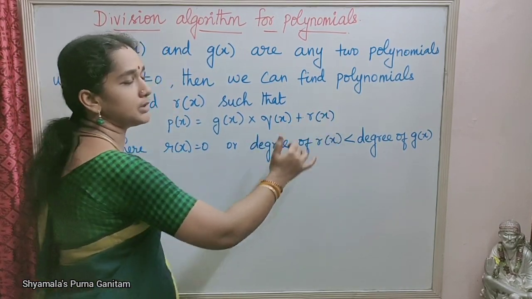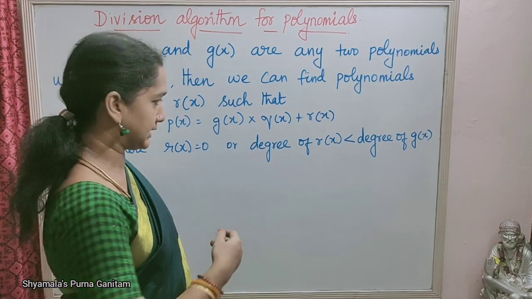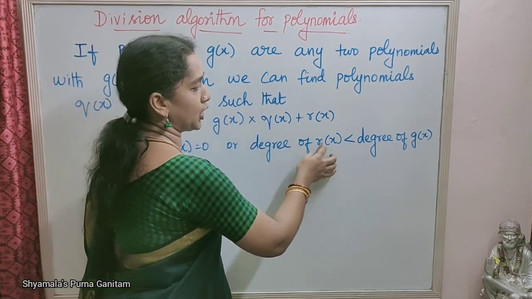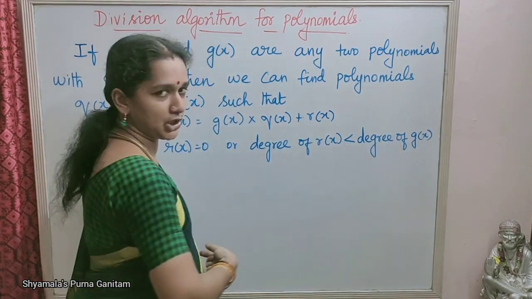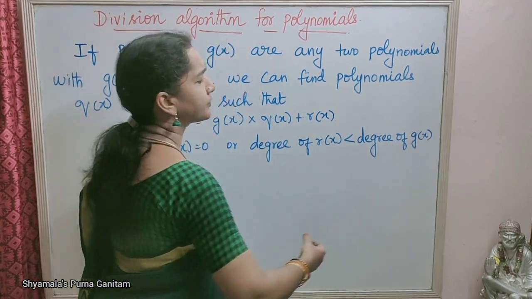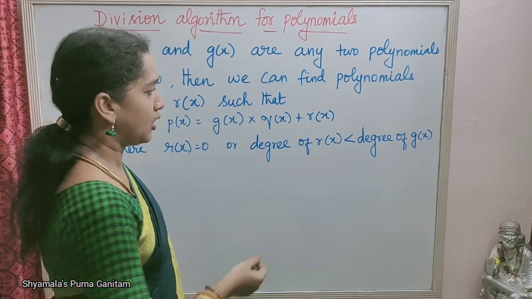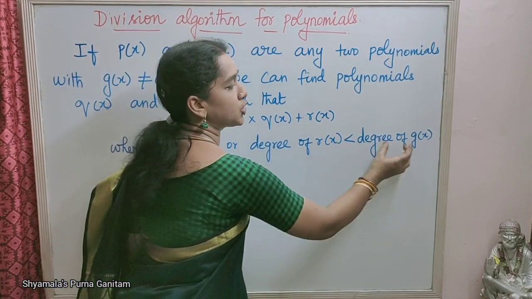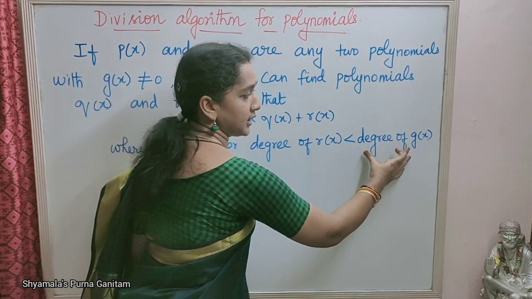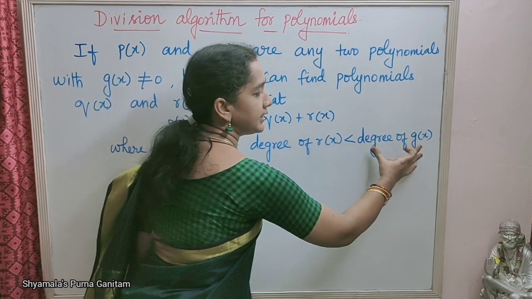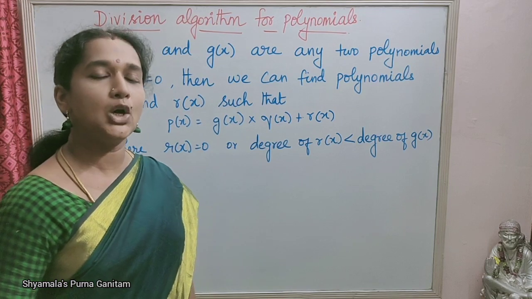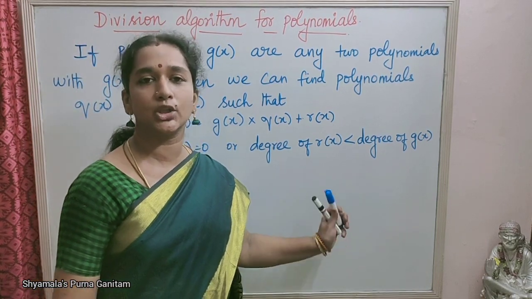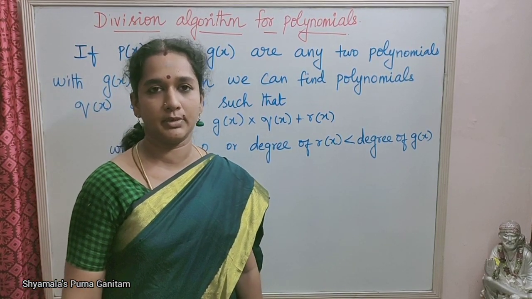or the degree of r of x will be less than the degree of g of x. G of x is nothing but the divisor. So the degree of the remainder should be less than the degree of the divisor. The divisor degree should be greater than the remainder. Now we do a few sums based on this division algorithm for polynomials.